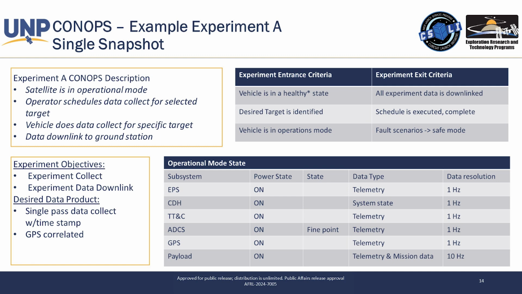We can see most of its telemetry, with the payload also sending down some mission data. In this case, it's an image. It can also be like log files, that kind of stuff. And then what resolution you're getting down that data. How often is it being collected so that you can downlink it later.